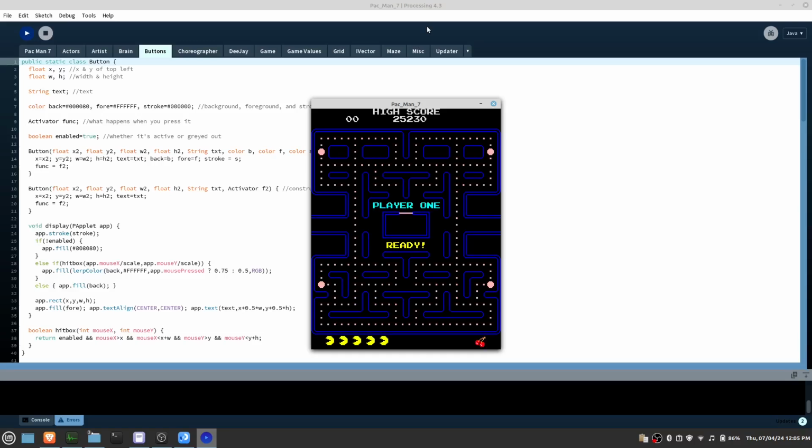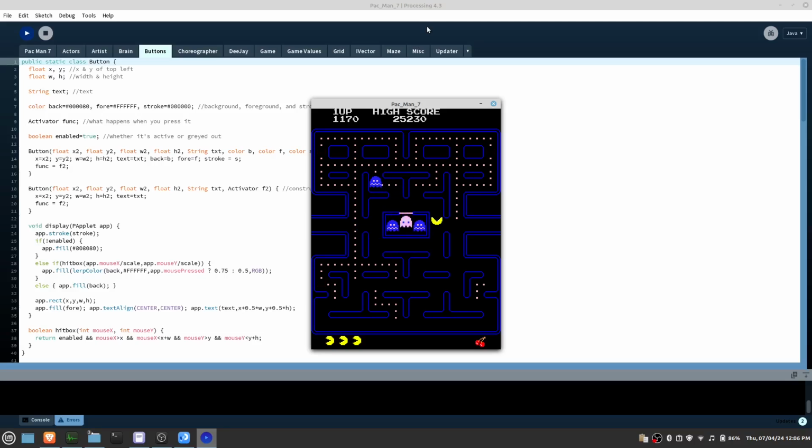I even made sure to add the little sounds. I tried my best to recreate it as best as I could, even making sure the ghosts leave the ghost house at the correct time, making sure the cherry pops up at the correct time, adding the Pac-Man death, complete with the animation. Yeah, this was a pretty fun project to make.